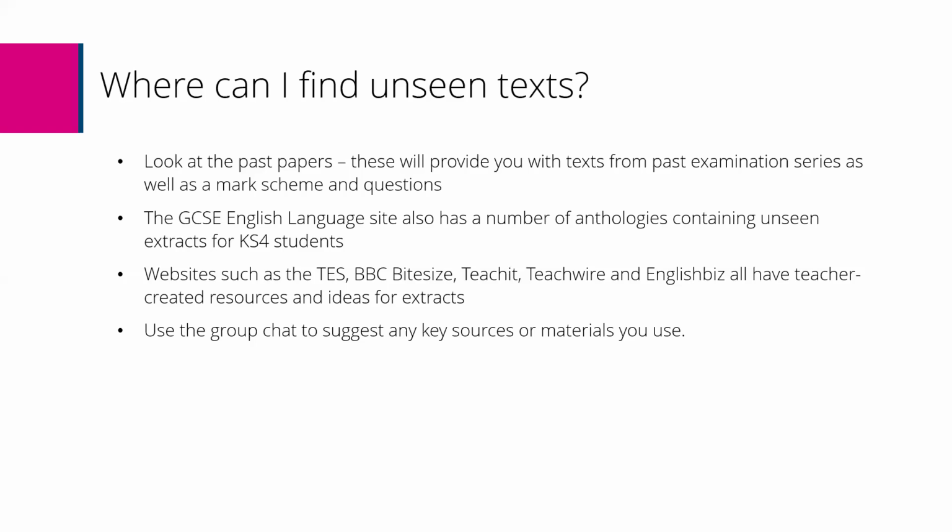The home GCSE that carries the title 1EN, the course code, that also has a number of anthologies. It's got unseen extracts, websites, the Times Educational Supplement, Bitesize, Teach It, Teachwire, English Biz, all have teacher-created resources. So I'm just going to stop talking for a moment, and any resources that you might use in your own teaching that are good for finding unseen text, I'm just going to give you a minute to pop those into the chat. So any resources, any good tips you've got for other delegates, if you could pop those in, please.